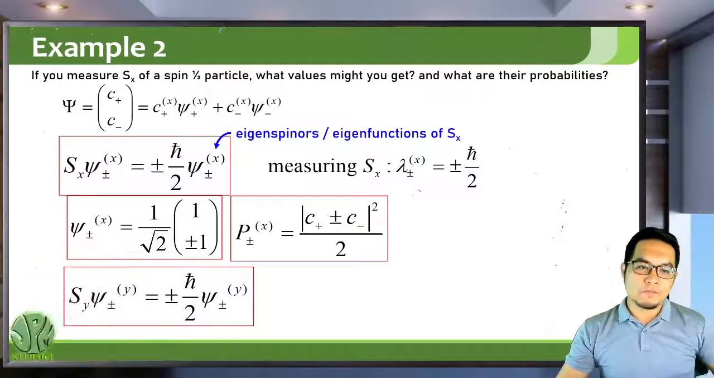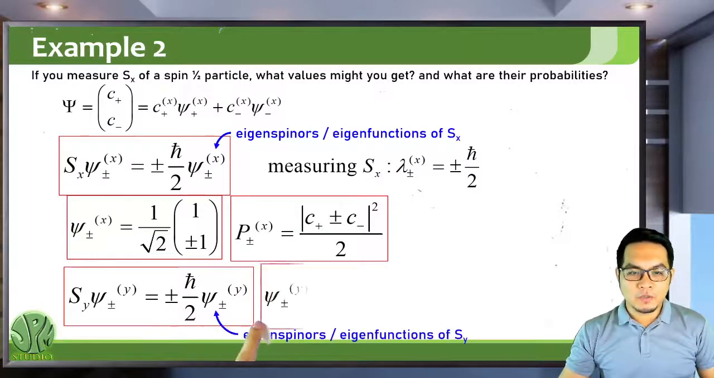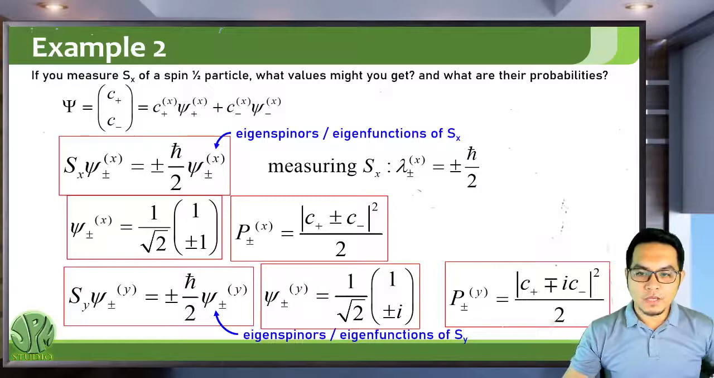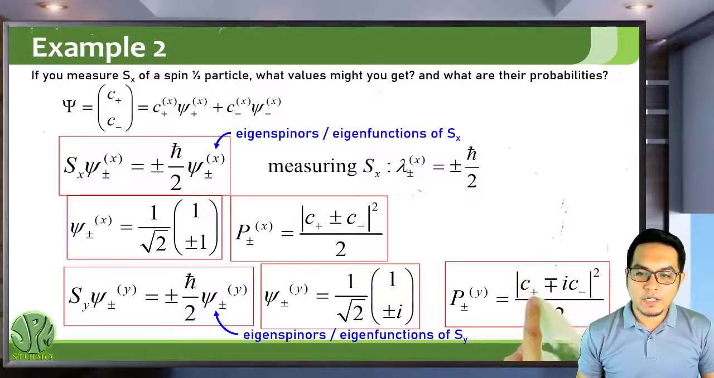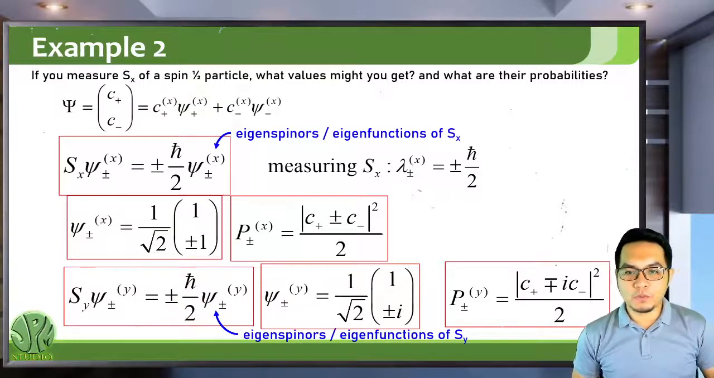So if you do the same for Sy, this is the eigenvalue equation for Sy. It will also have the same eigenvalues, plus and minus h bar over 2. So its eigenfunctions have an imaginary part. So plus and minus i. So instead of plus and minus 1 for Sx, plus and minus 1 i for Sy. So for Sz, the eigenvalues are (1, 0) and (0, 1). Spin up and spin down states. And these are the probabilities if you measure Sy. So there are two probabilities here corresponding to the positive h bar over 2 eigenvalue and the negative h bar over 2 eigenvalue.